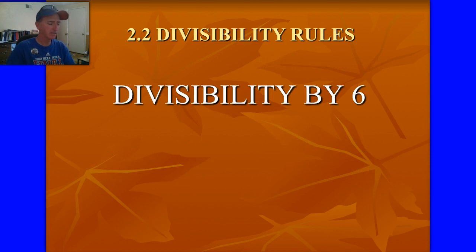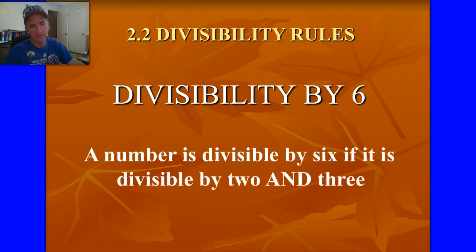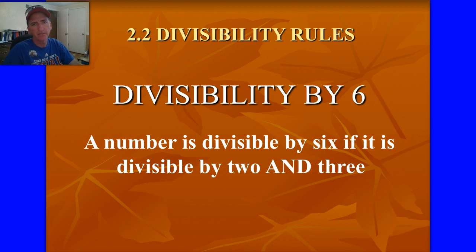All right, well, let's talk about 6. Well, 6 you can do almost as fast as 2 and 3. Believe it or not, you can do this in your head. Here's the rule for 6. A number is divisible by 6 if it is divisible by 2 and by 3. We'll ignore that sound. A number is divisible by 6 if it is divisible by 2 and 3.